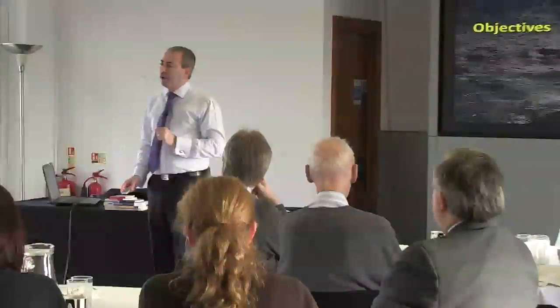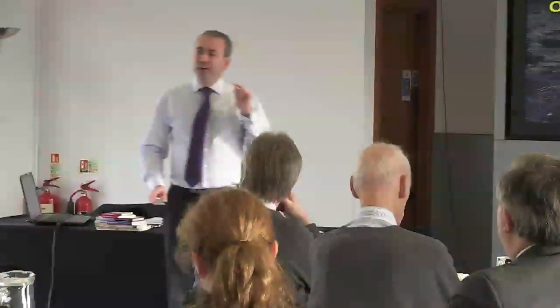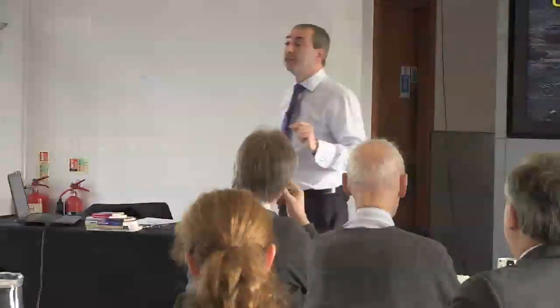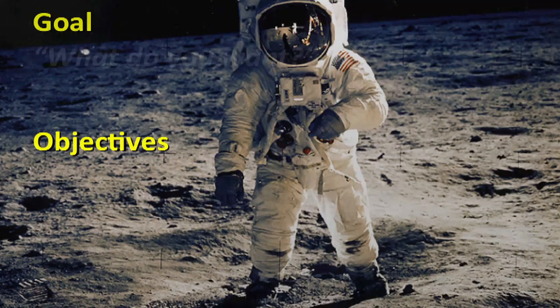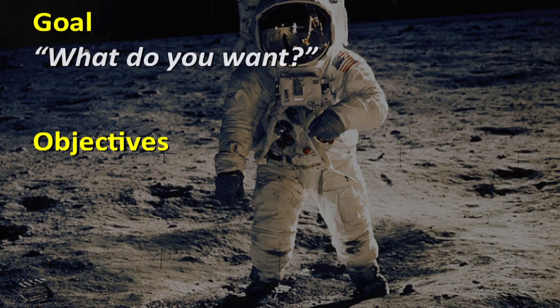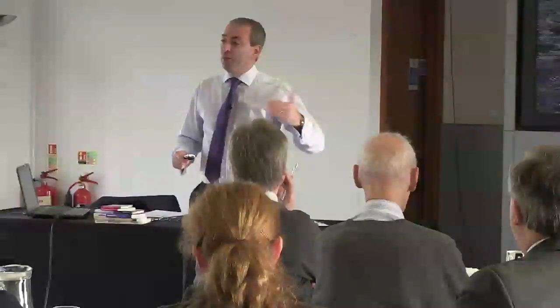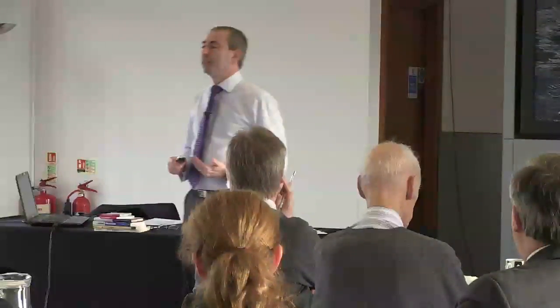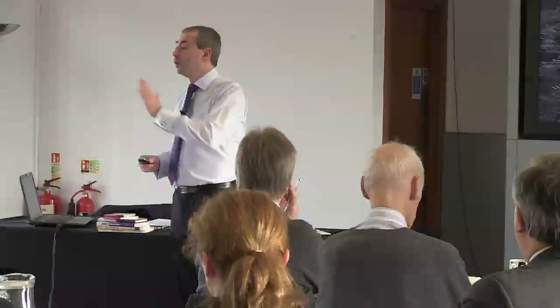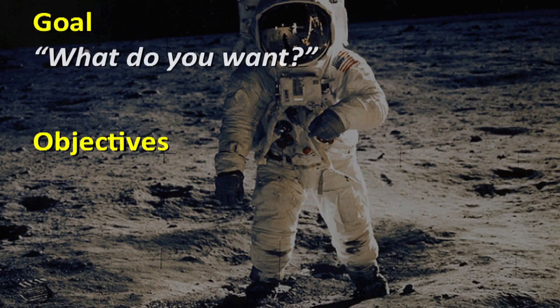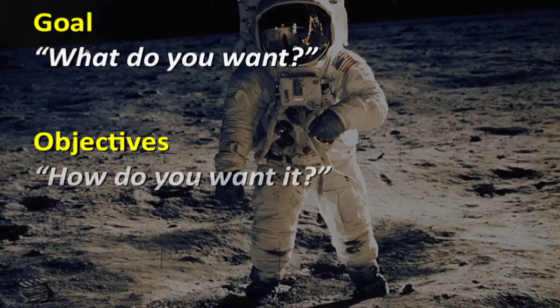I'm going to define a goal as something that answers a very simple, very important question. Perhaps the most important question in the world. What do we want? A goal sets out the whole purpose of the project. It sets out the aim, it sets out what we're trying to achieve, whereas objectives answer a slightly different question. They answer the question, how do we want it?